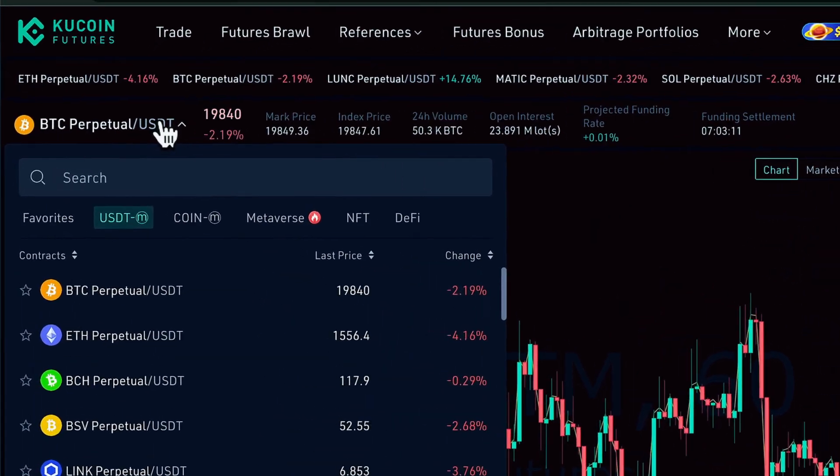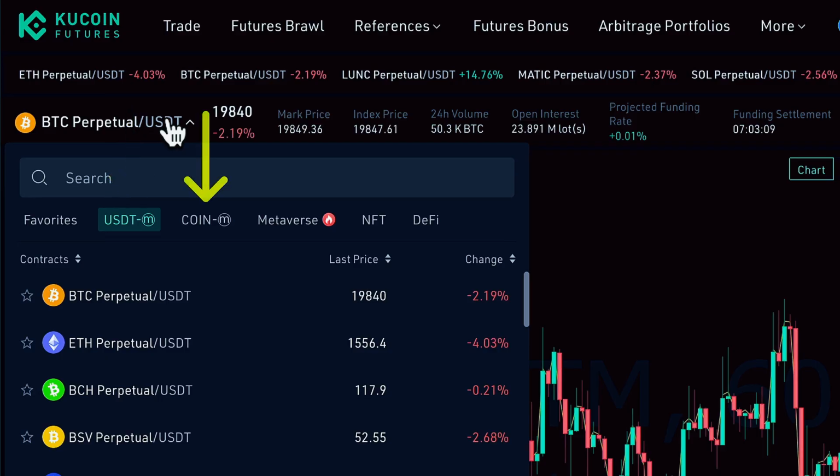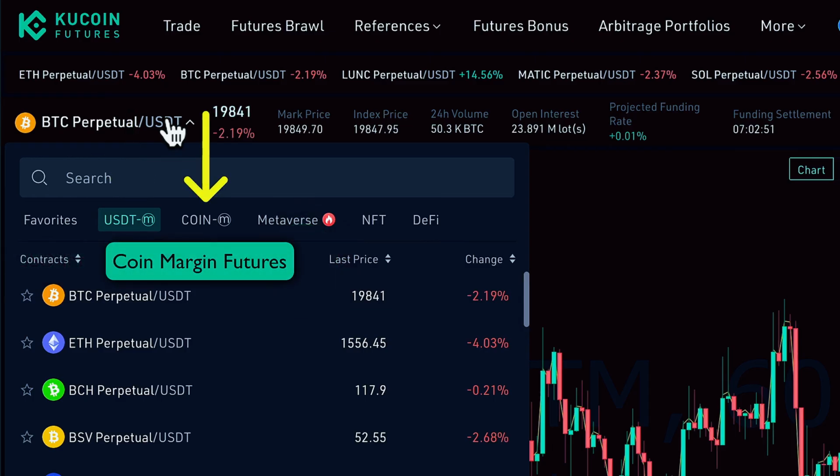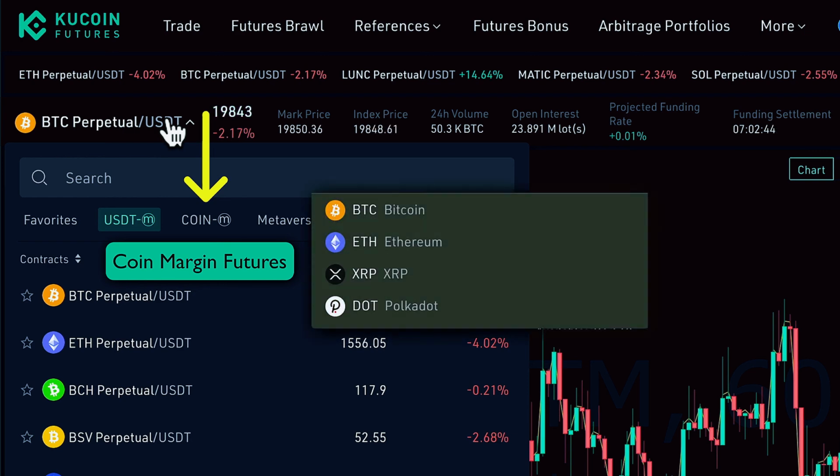On KuCoin, we have USDT-M futures and Coin-M futures. USDT-M stands for US dollar Tether margin futures, which means that these futures are settled in the US dollar stablecoin USDT, so we need to have USDT on balance to trade these futures. Coin-M stands for coin margin futures and means that these futures are settled in coins, so we would need Bitcoin, Ethereum, Polkadot, or Ripple to trade these futures.